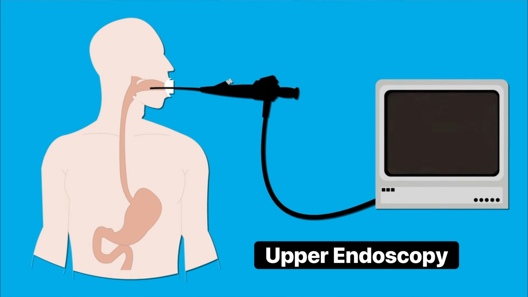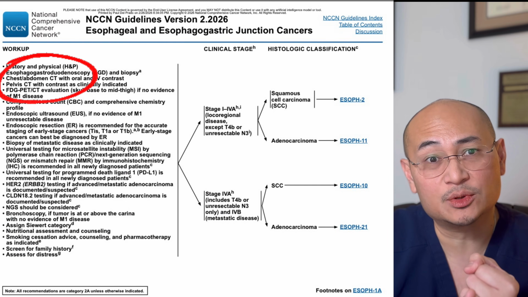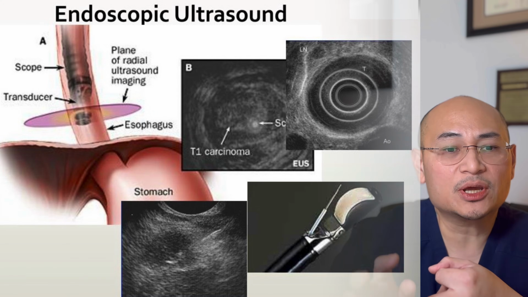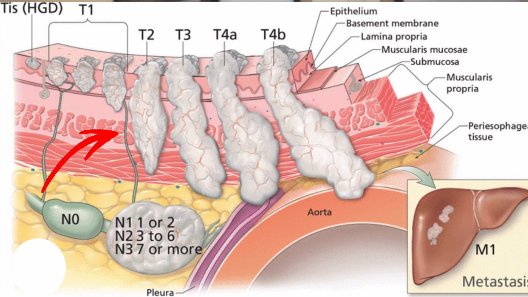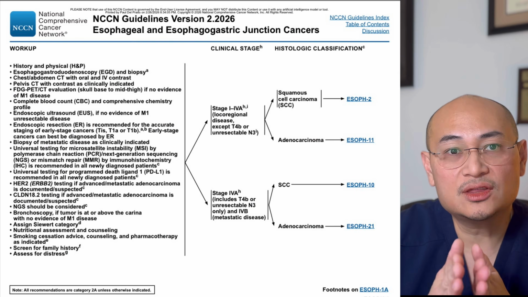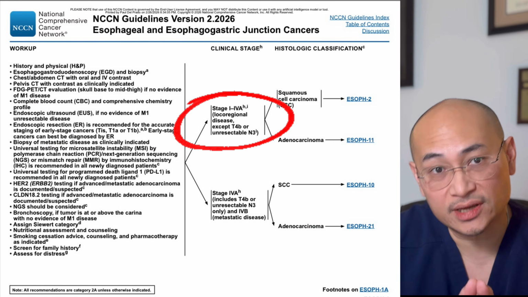The initial evaluation starts with an upper endoscopy with biopsy for tissue diagnosis. Once cancer is confirmed, staging includes a CT chest, abdomen, and pelvis with IV contrast, and this is looking for metastatic disease. A PET-CT to assess occult metastasis is also considered, and endoscopic ultrasound to evaluate for T and N staging. It looks at tumor depth, and if there are going to be lymph nodes which are enlarged. This determines whether the patient is a surgical candidate.